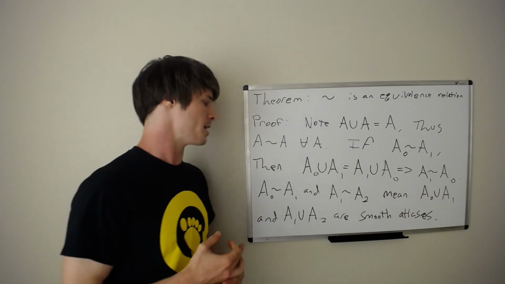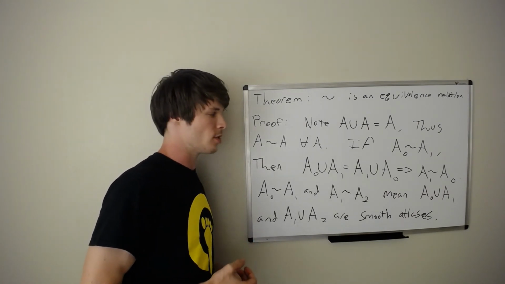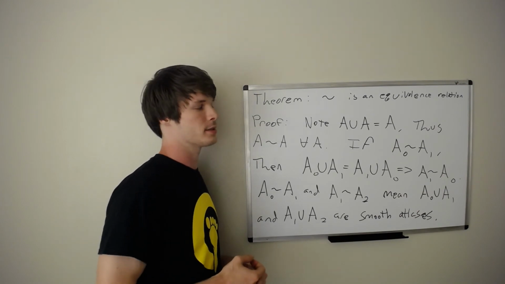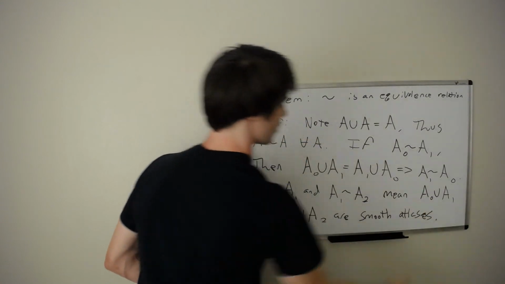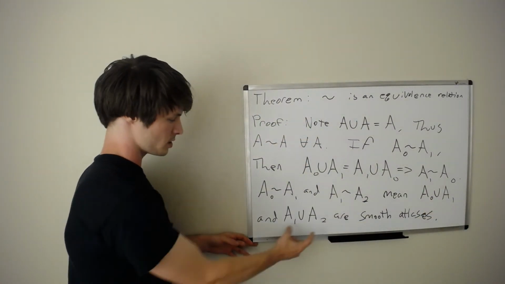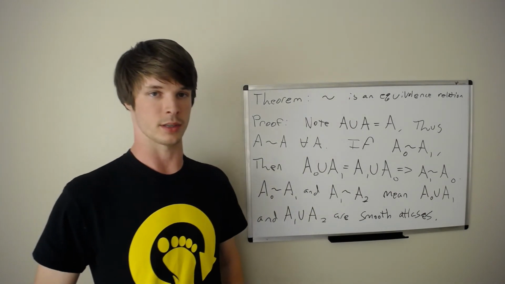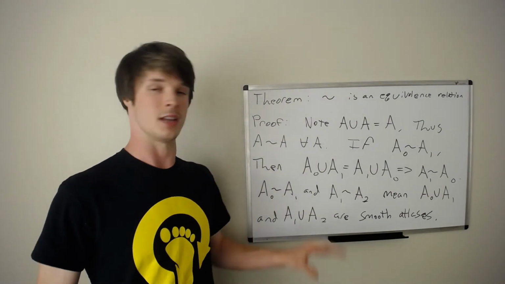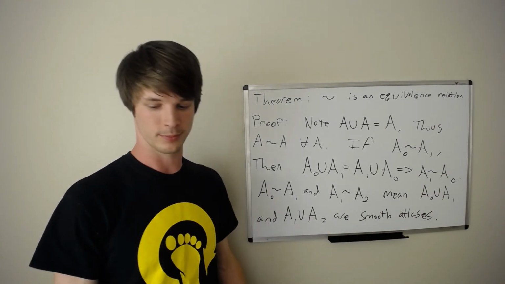So let's let a smooth atlas A0 be compatible with a smooth atlas A1, and a smooth atlas A1 be compatible with a smooth atlas A2. So by definition, that means that this union over here, A0 union A1, and this union over here, A1 union A2, are both smooth atlases. Alrighty. I'll see how that helps us once I've wiped this board down.